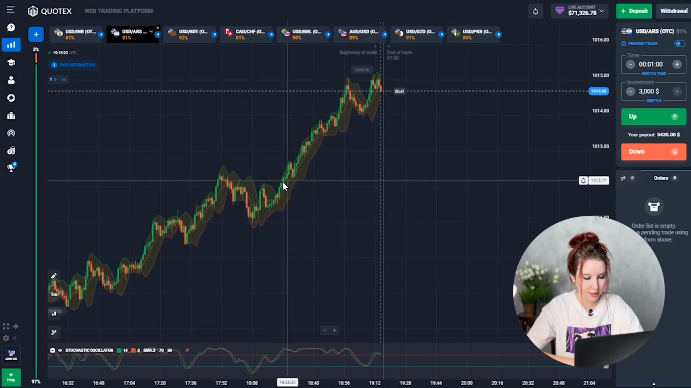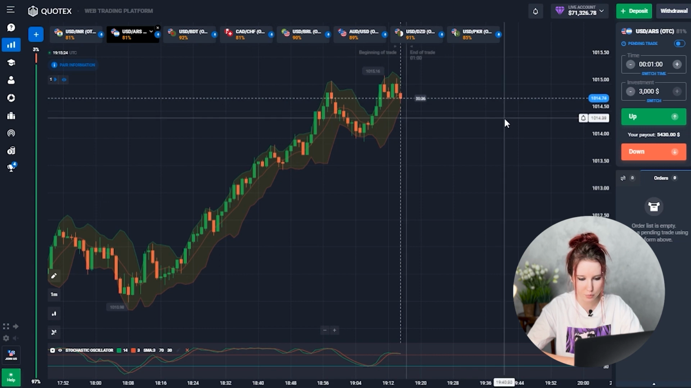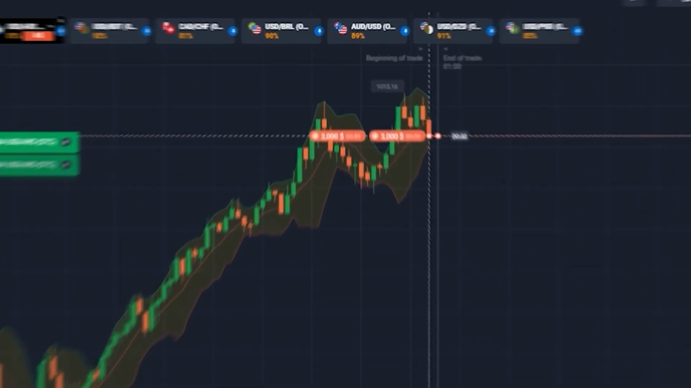So alright, let's go back to our trading session. Let's go to this currency pair. Alright, let's see what's going on here. Look at that, the price has finally started to correct. Alright, I want to catch the downward movement again. So trade down. Let's go.